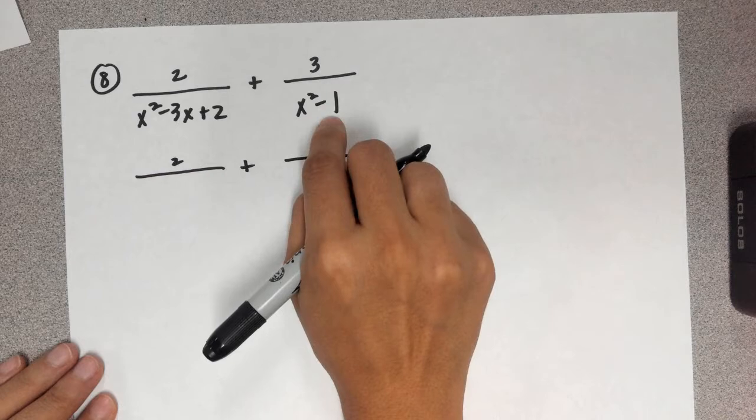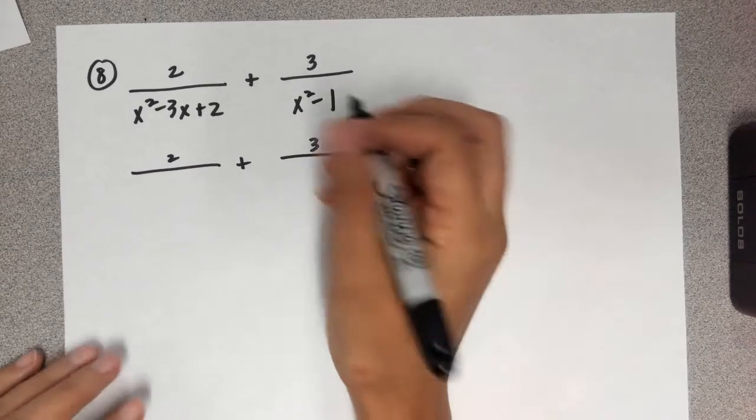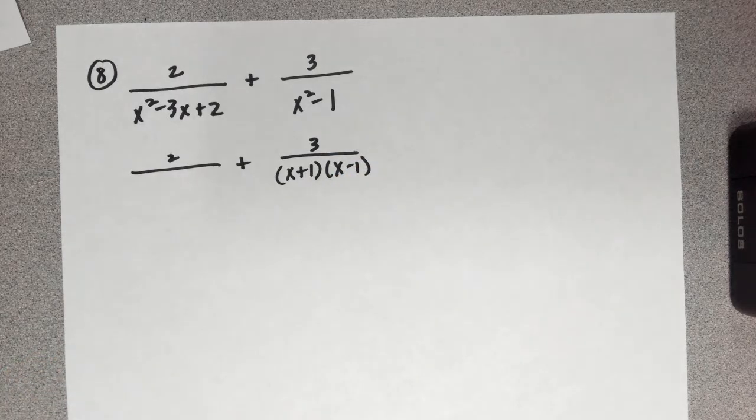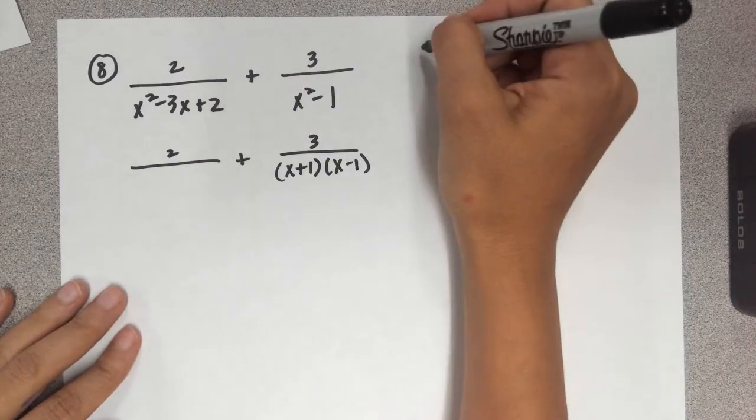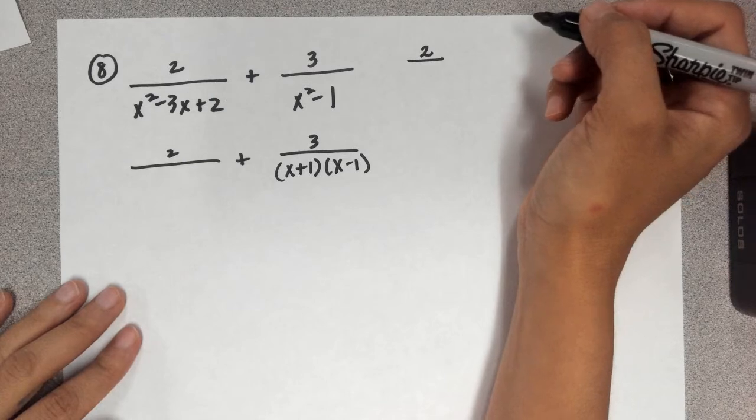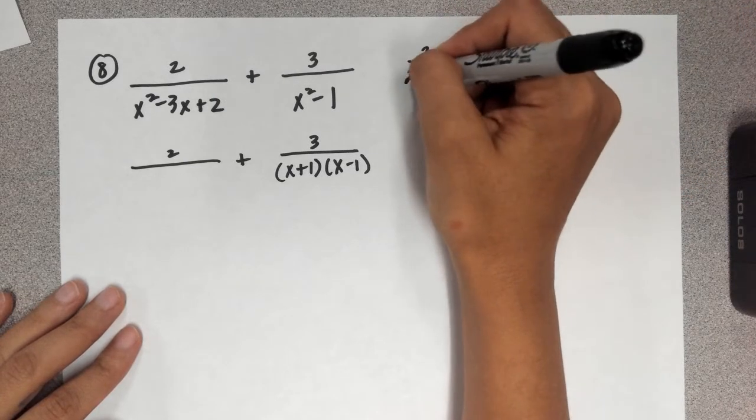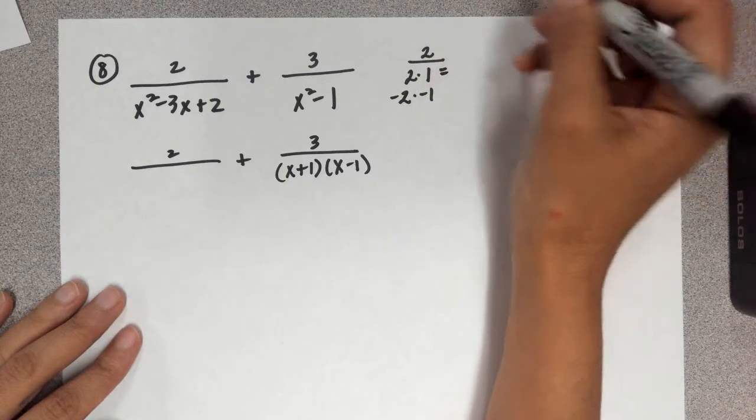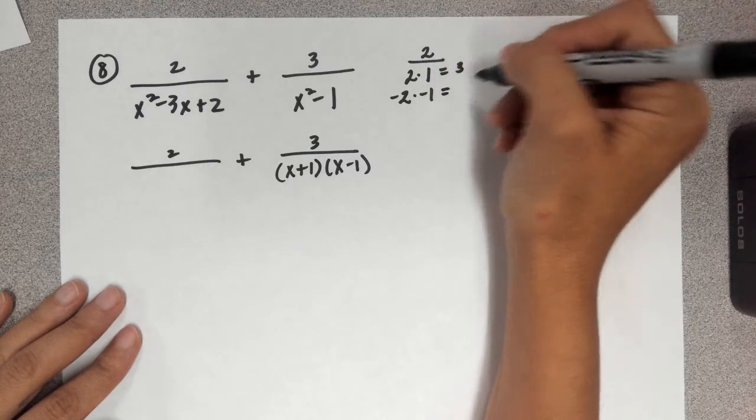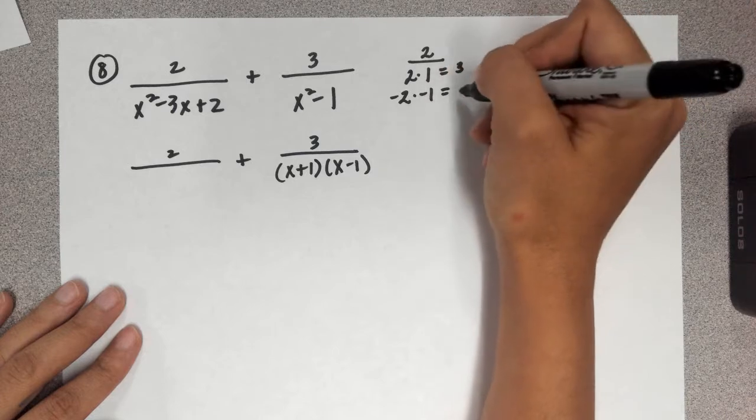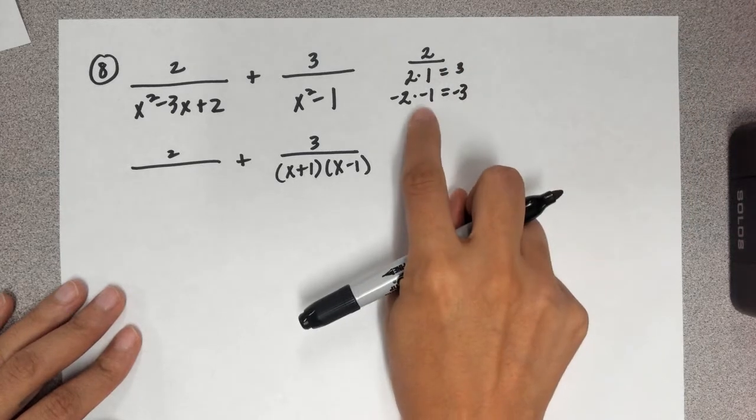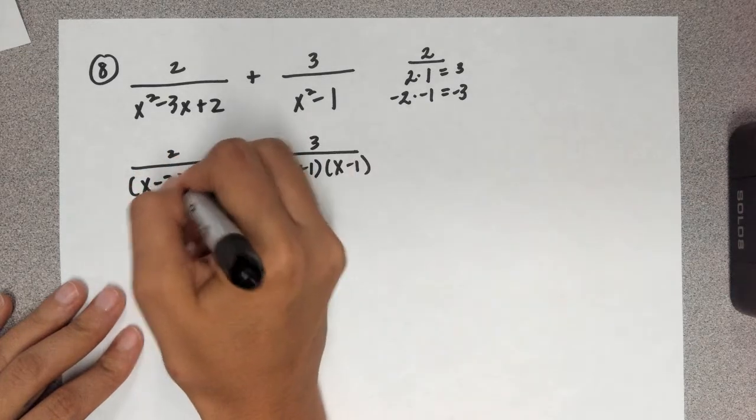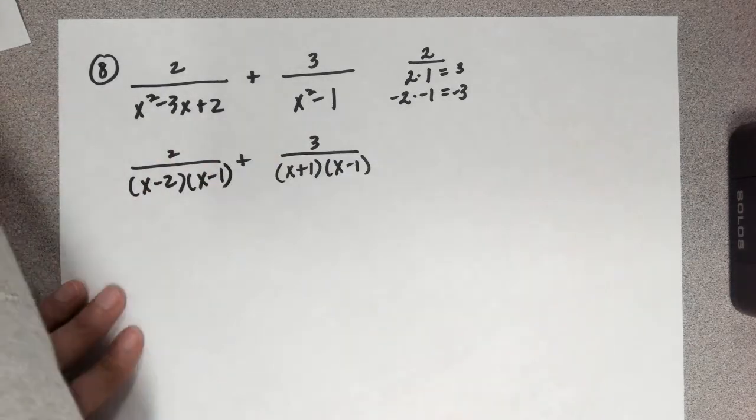So right here, this is a difference of two squares. This is going to be x plus 1, x minus 1. And then here, for the factors of 2, this is guess and check. What are my factors of 2? I have 2 times 1 and negative 2 times negative 1. When I add those, I get 3. This one, when I add that, you get negative 3. So this is my guy right here. So this will be x minus 2, x minus 1.